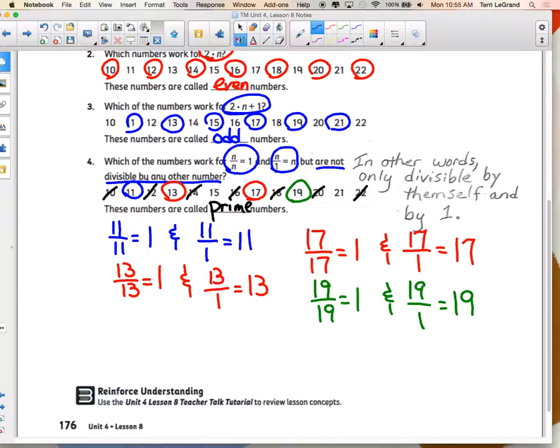Okay, questions at all on those special patterns of numbers? Okay, let's go to the back side now.